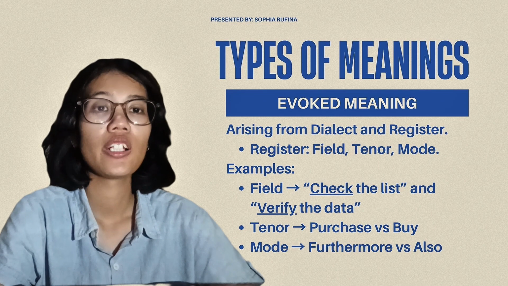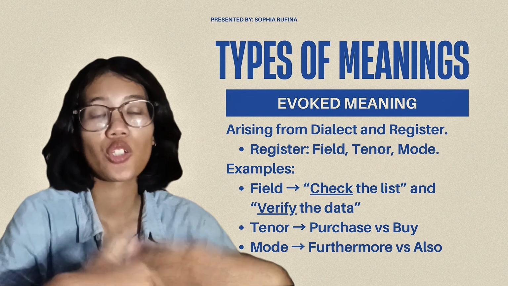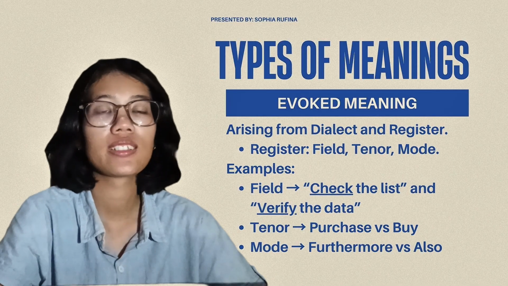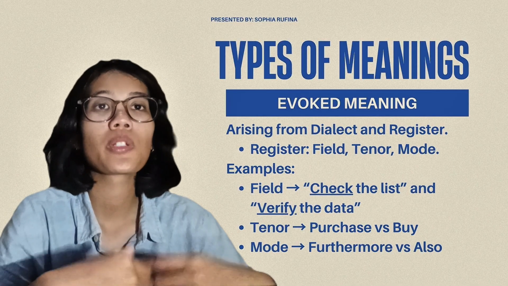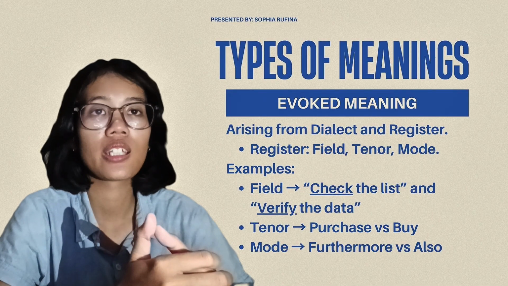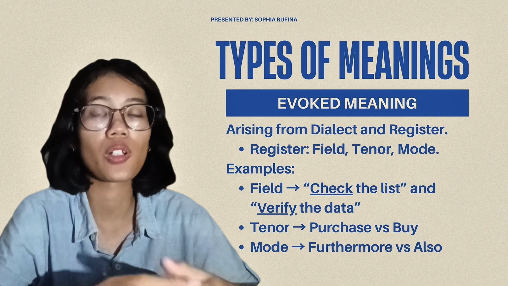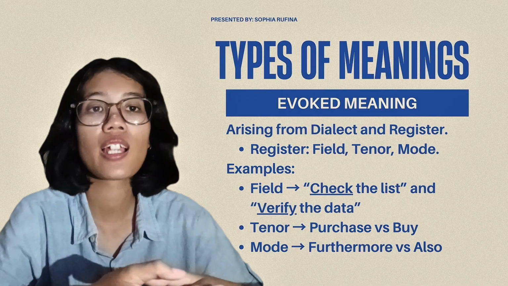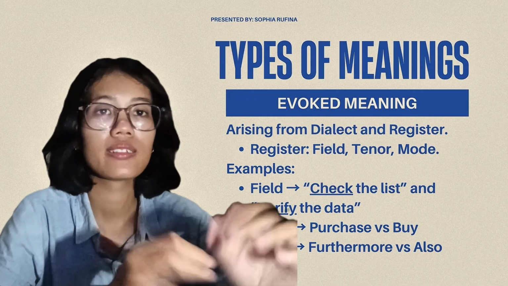Tenor refers to the relationship between the speaker and the listener. The words purchase versus buy. If you're writing a formal contract, you use purchase. If you're talking to a friend, you use buy.